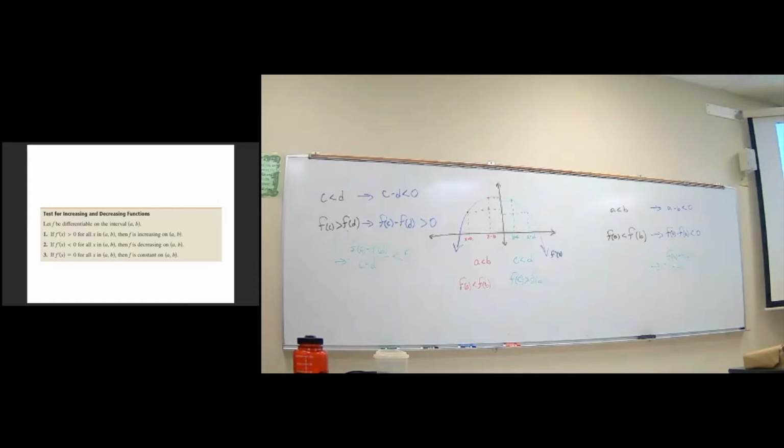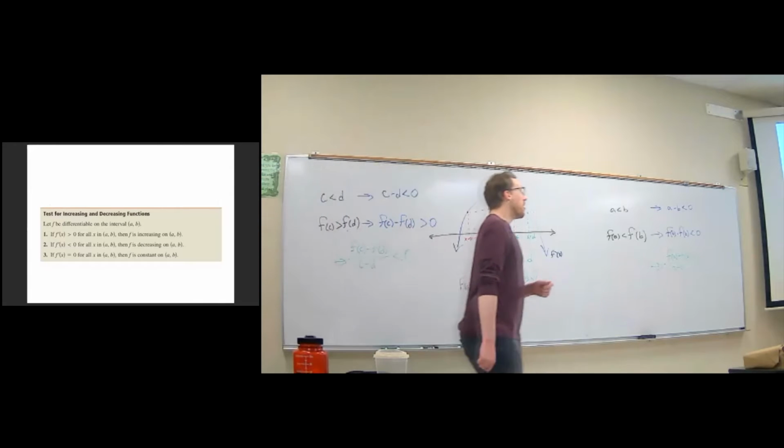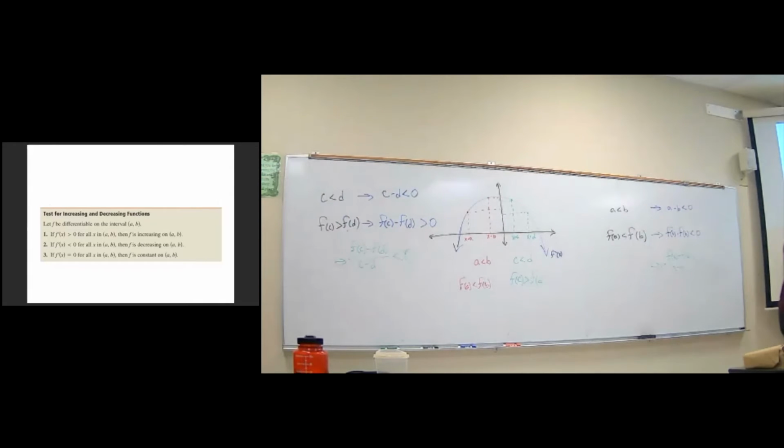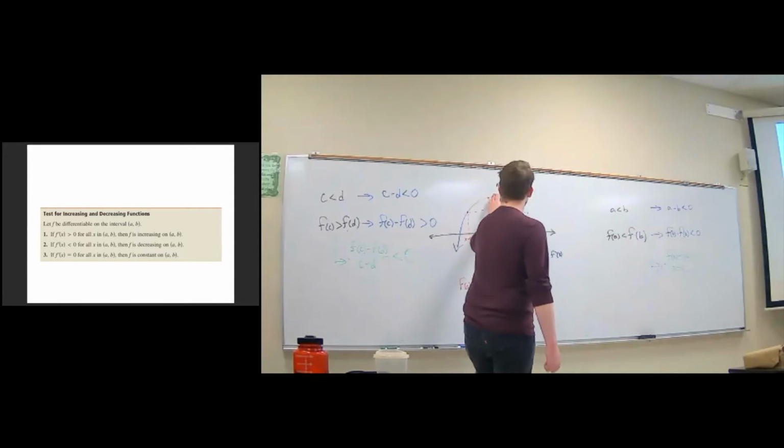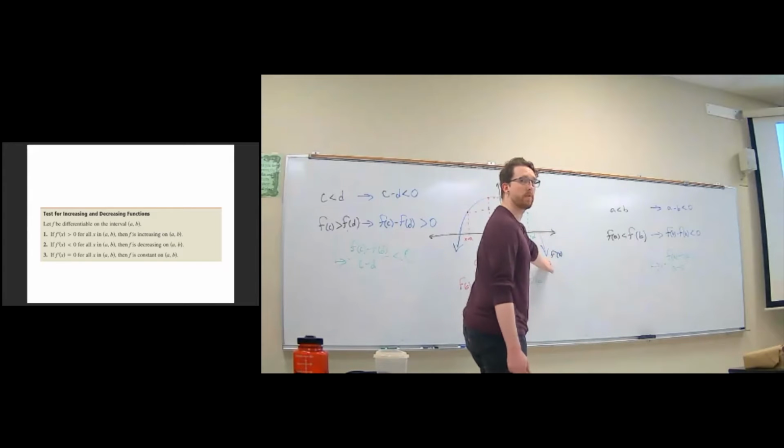Now, what this really tells us is, imagine we let c, d get close together. Then a derivative that's positive means that your function is increasing. A derivative that's negative means your function is decreasing. And a derivative that's equal to 0 means your function is constant. So all through here, our function should be positive, and all through here, our function should be negative.